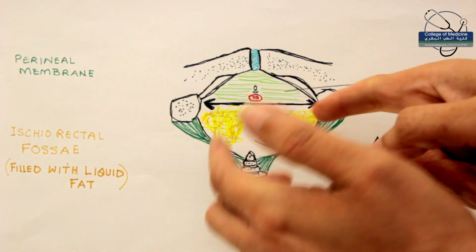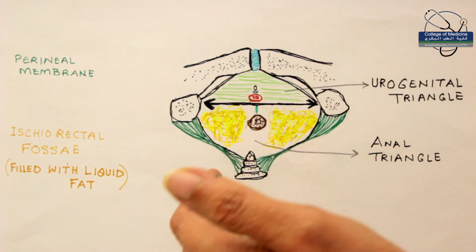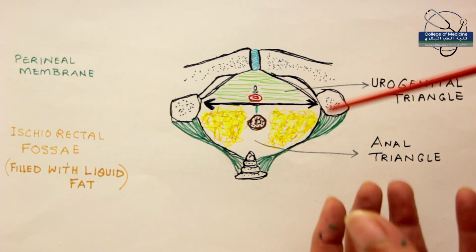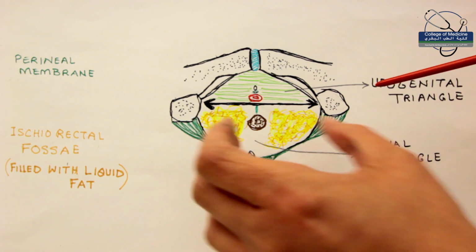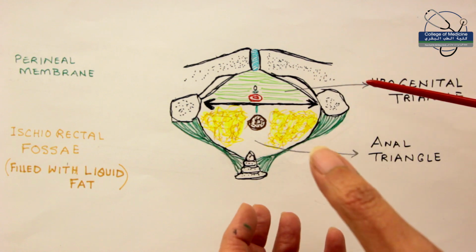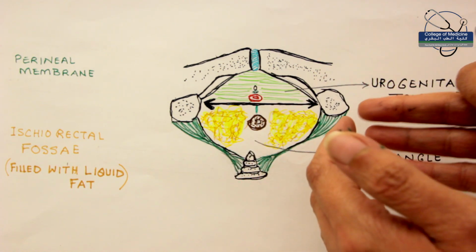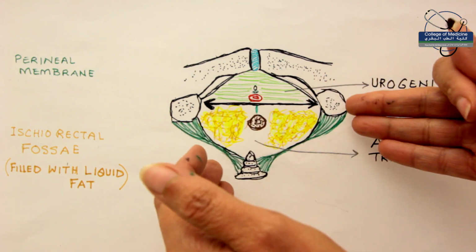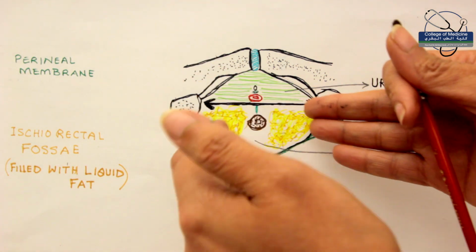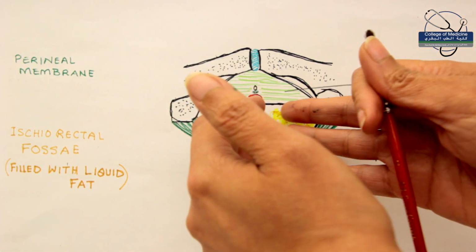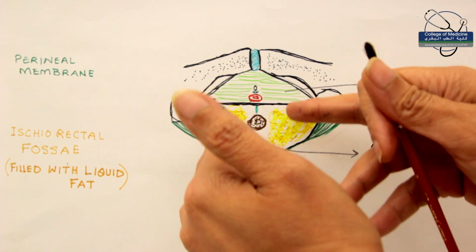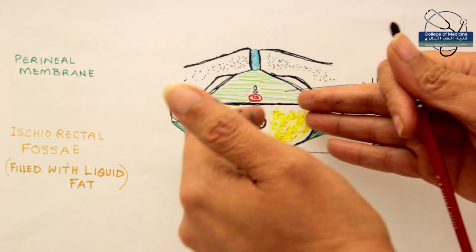And why are these fossae there? You can see over here, they are filled up by loose, soft fat. Both the ischiorectal fossae are filled up by soft fat, which provides a dead space for expansion of the anal canal at the time of defecation. Every time defecation happens, the anal canal is expanding lateralwards. So these ischiorectal fossae filled with soft fat provide a dead space.